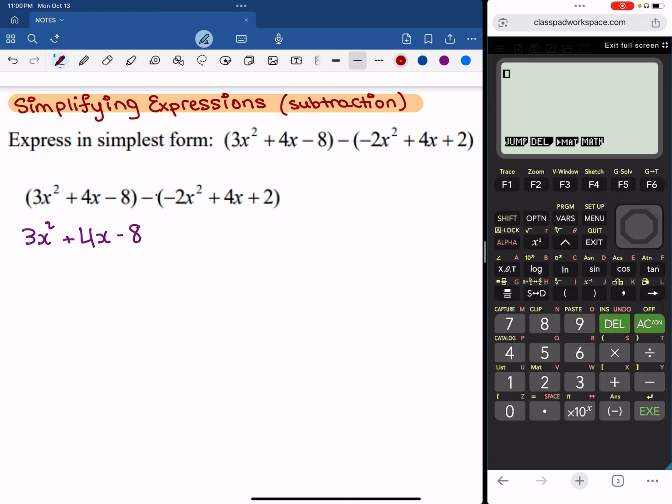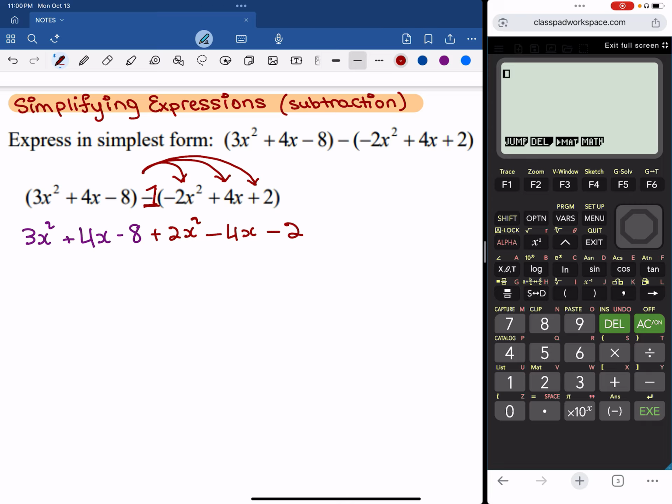Now we know that we have this invisible negative 1 right here. This has to get distributed to every term before we can combine the like terms. Negative 1 times negative 2x squared is positive 2x squared. A negative times a negative is a positive. Negative 1 times positive 4x is negative 4x. And negative 1 times positive 2 is negative 2.